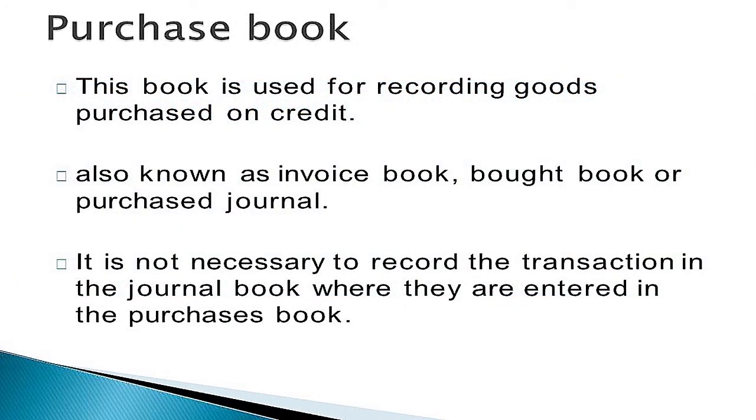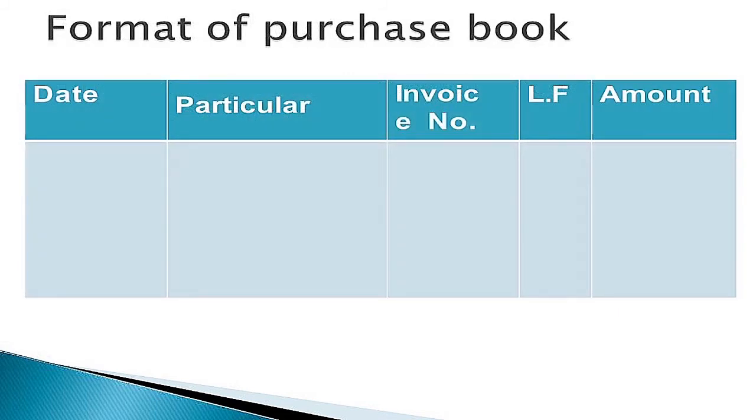Only credit purchases are recorded in purchases book. Purchase book is also called invoice book, bought book, or purchases journal, and it is not necessary to record the transactions in the journal book where they are entered in the purchase book. Two times is not required, either in day book and purchase book. Directly we can record the credit purchase in purchase book. The format of purchase book consists of date, particulars, invoice number, LF, and amount.